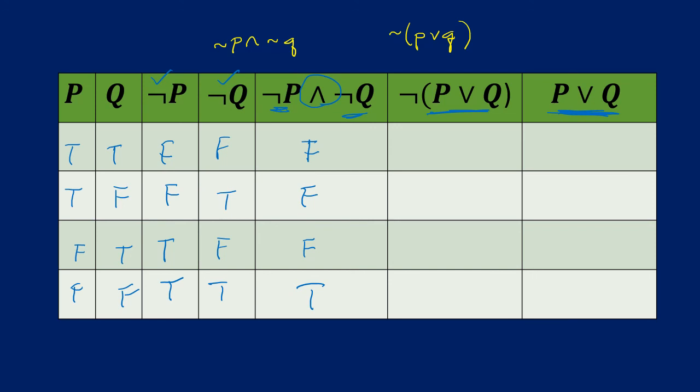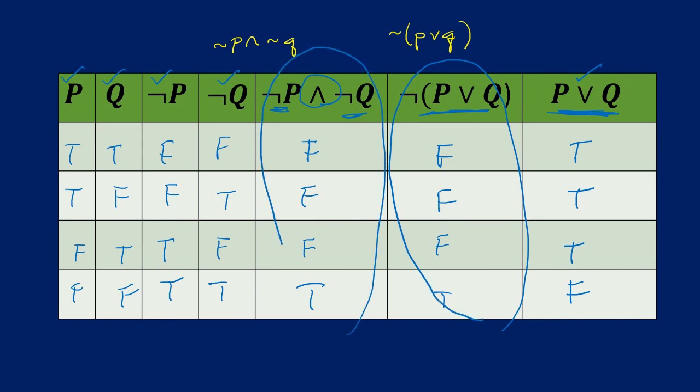Okay, for this one, we need this first, right? P and Q. For P and Q, when is it true? We need both of them to be true. So I'm looking at this column. And lastly, this one. So we have the negation of this column. False, false, false, true. See? If you look at these columns over here, they are the same. Same. So therefore, they are logically equivalent. Okay?